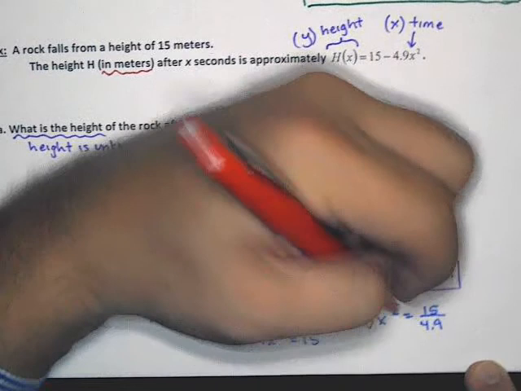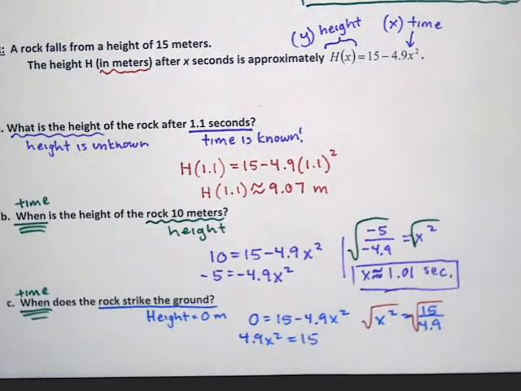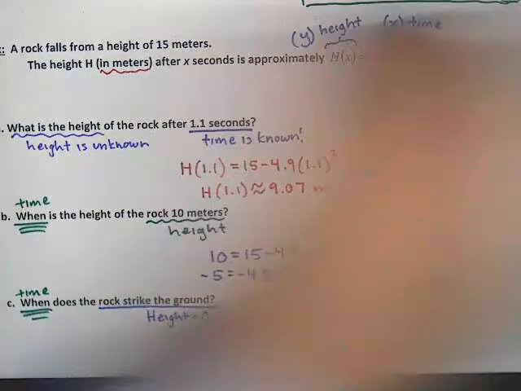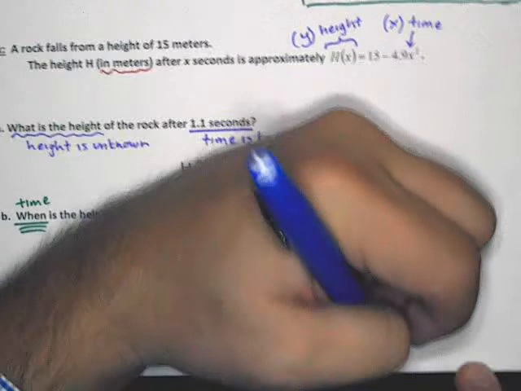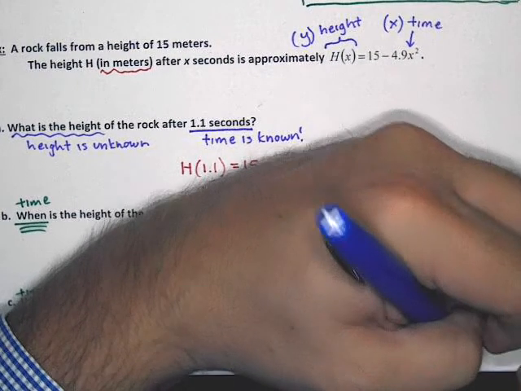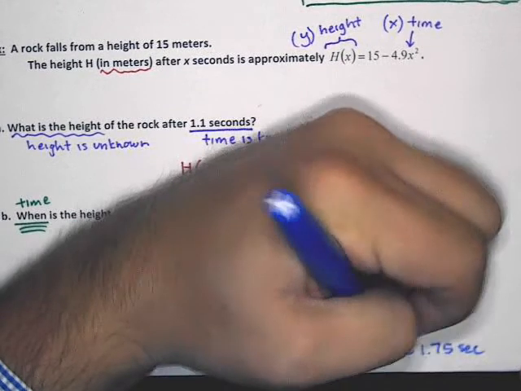We square root both sides, and we should get, let's see here, 15 over 4.9. Let's go back to blue. That x is approximately 1.75 seconds.